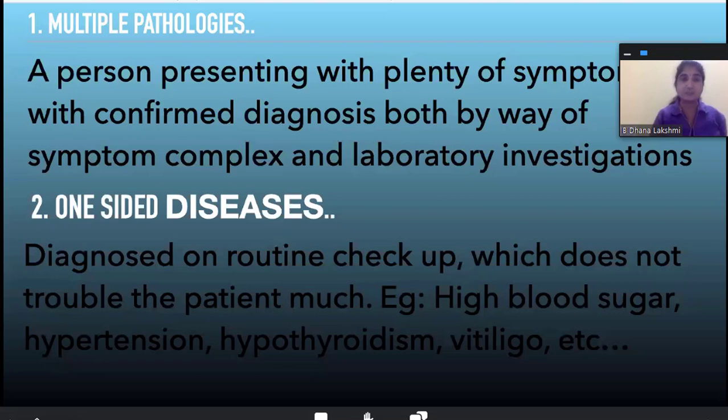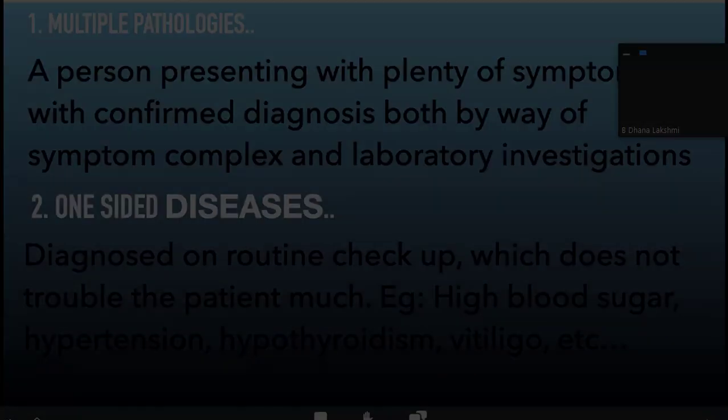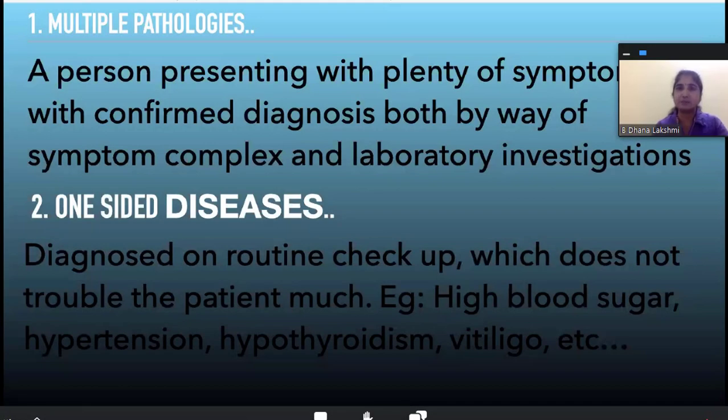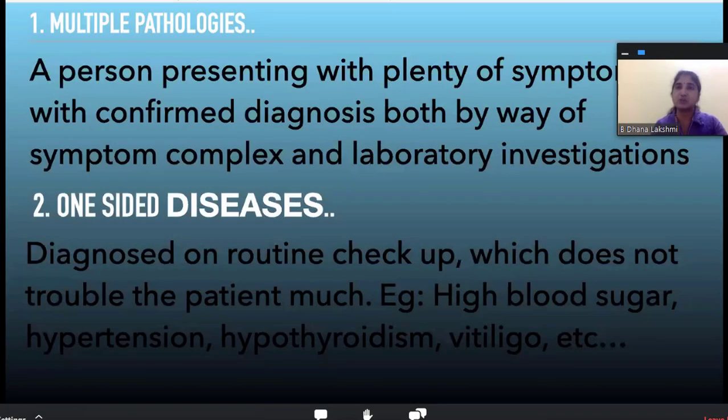I thought, what is the solution to this? I was really looking back, and then I started reading the source books. One-sided diseases are those diseases where sometimes you come across a patient who, on a routine checkup, comes with hypertension, or now hypothyroidism, or with a blood sugar of 300, 400 without any significant disturbance with them, without any trouble per se, you can say.